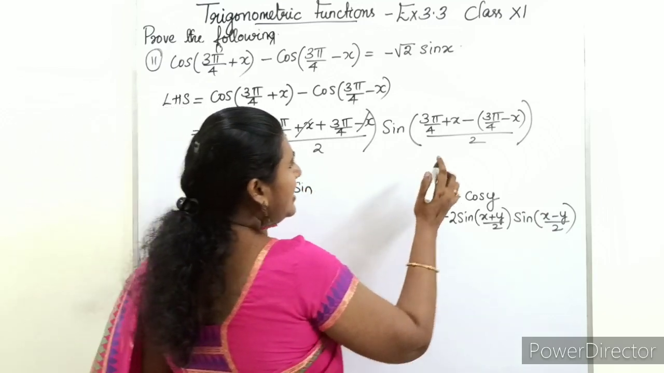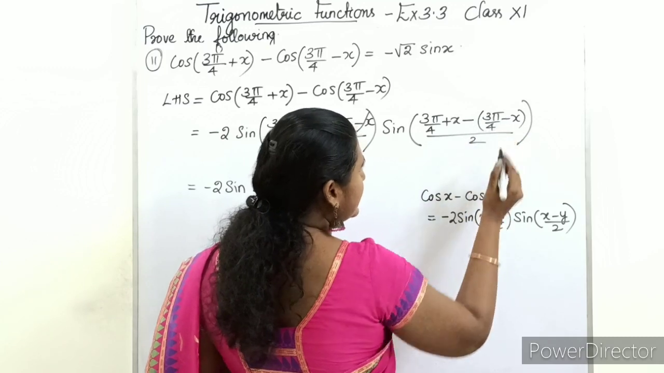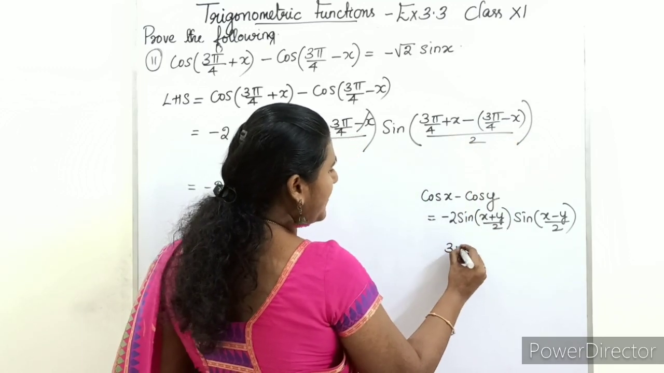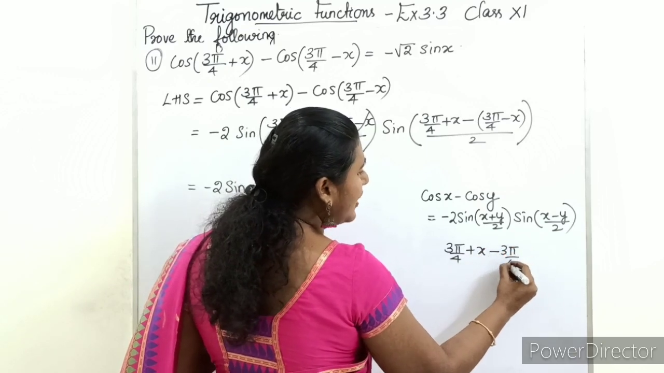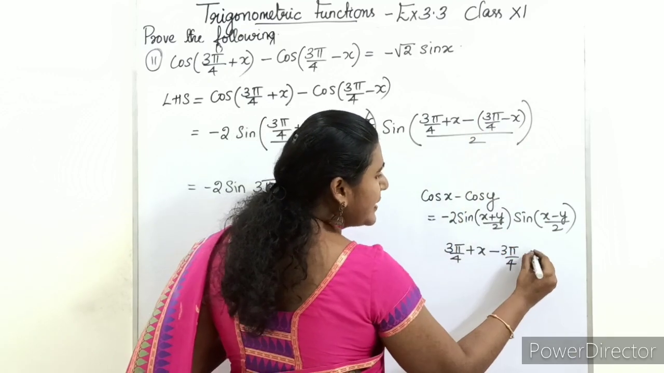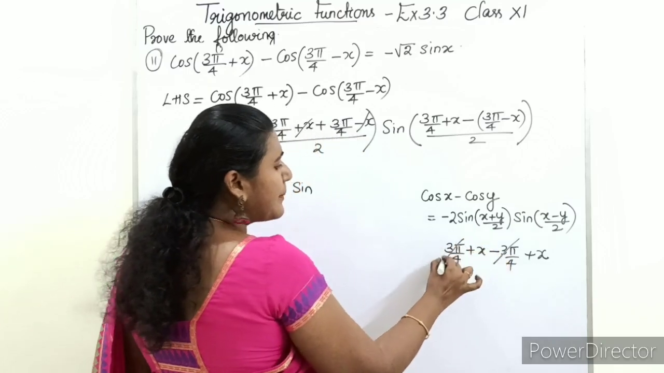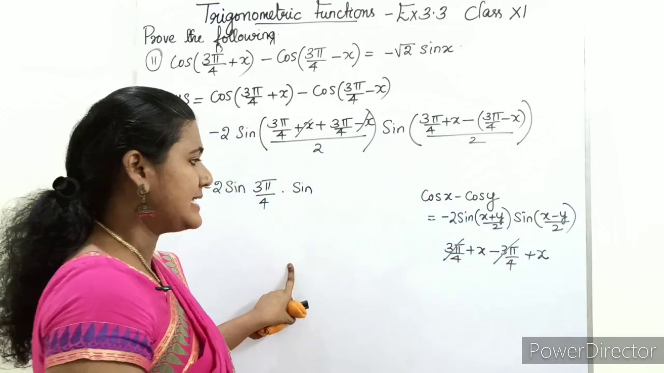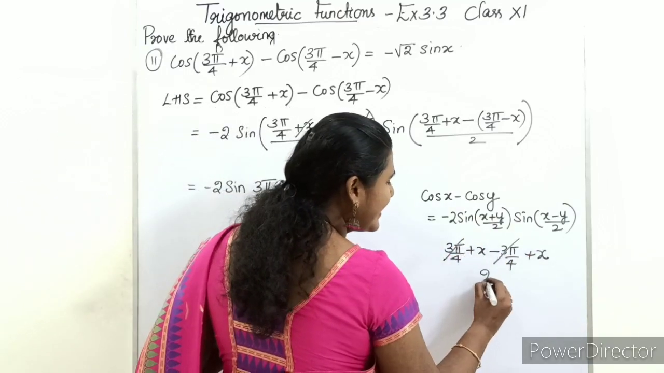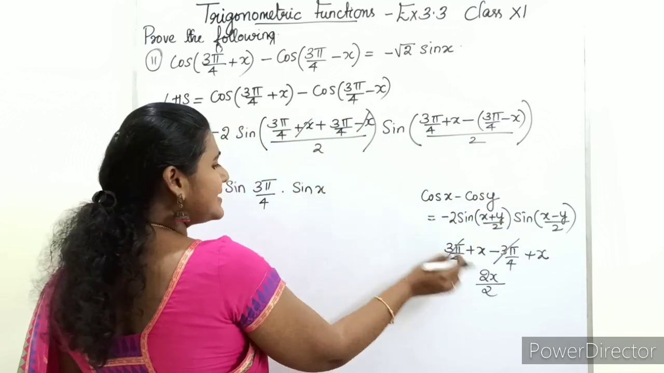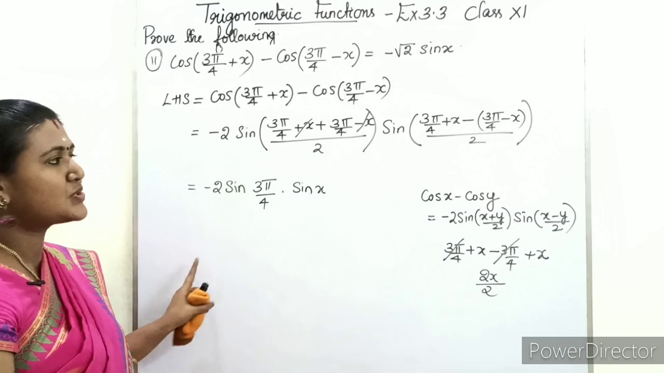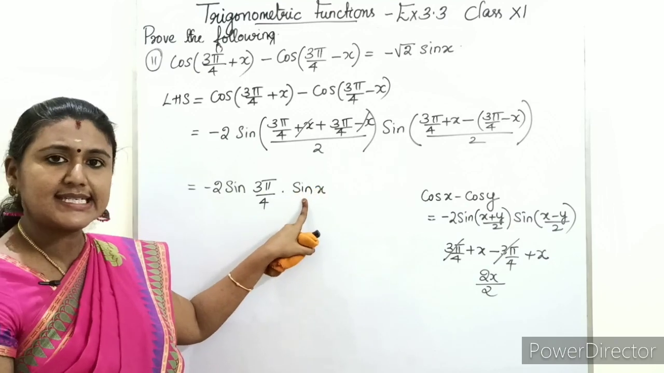Here, with the minus sign, we take 3π/4 + x − 3π/4 inside the bracket. This minus and minus will become plus x. The 3π/4 will get cancelled, and with these two together you will get 2x by 2. Here we have a 2 also. When you simplify, the second term you will get as sin x.